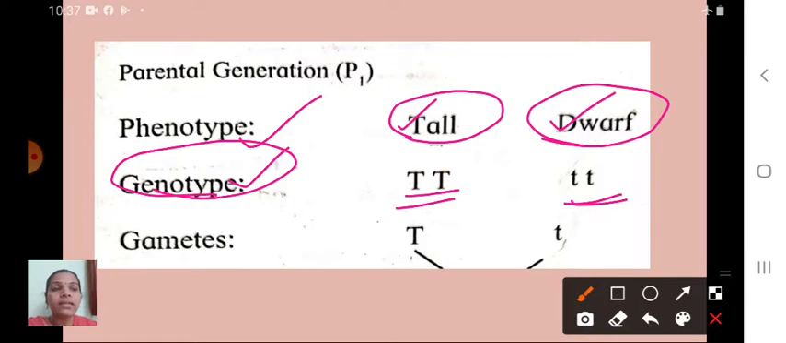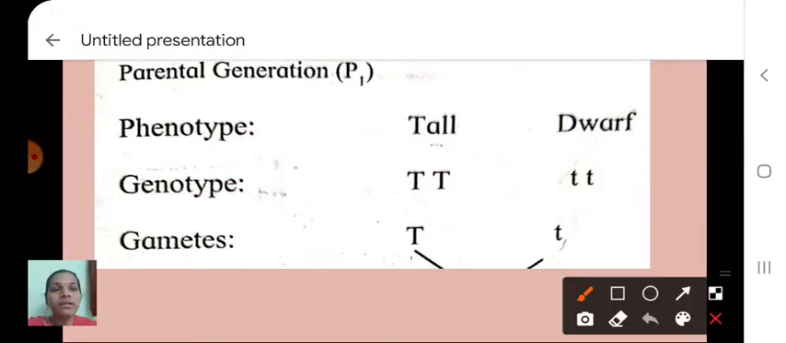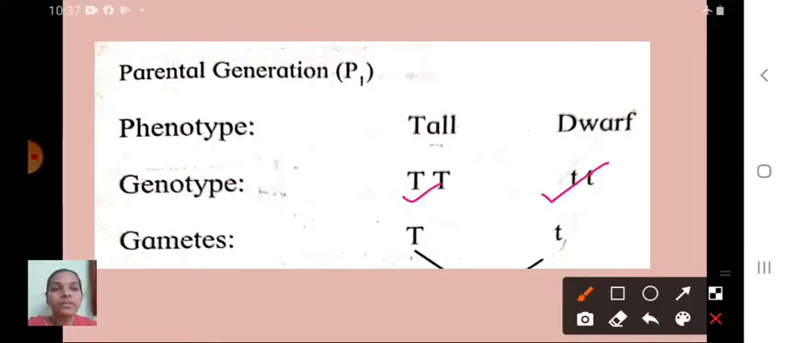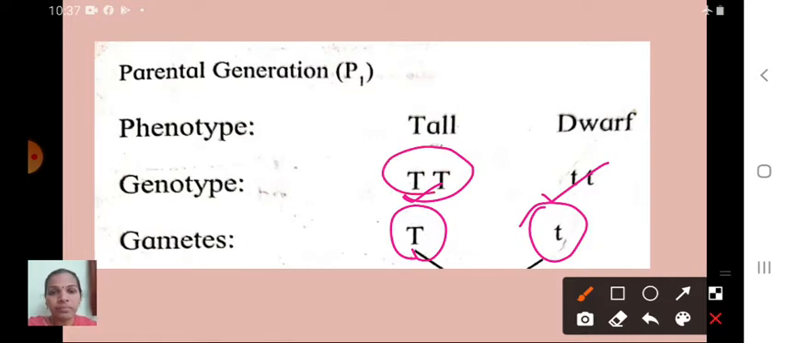Understood? Here only one kind of gamete is formed, T, because both are capital letter T. As I already told you, the dominant character is denoted by a capital letter, and the recessive character is denoted by a small letter.